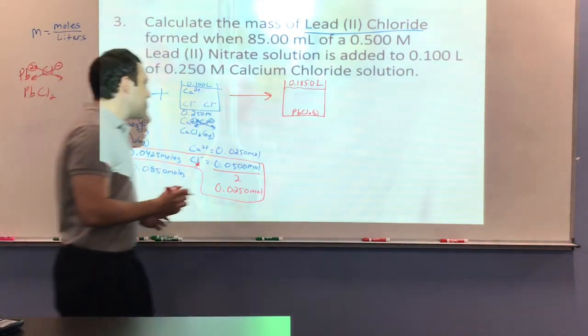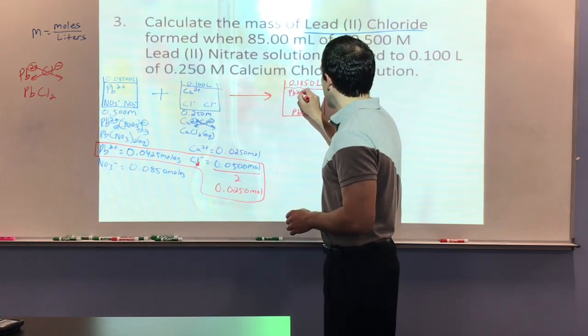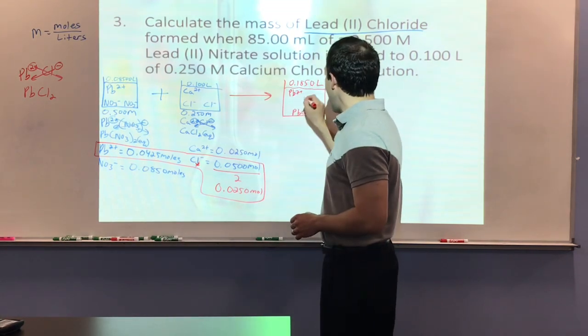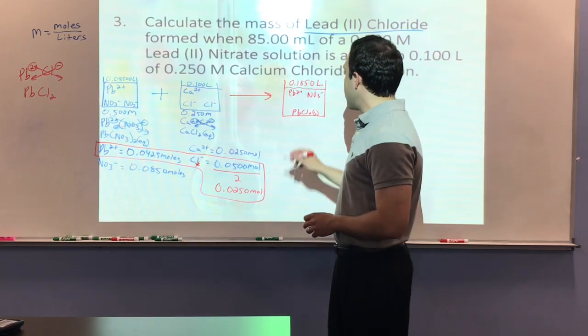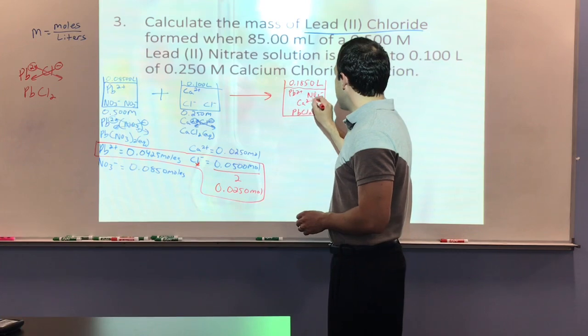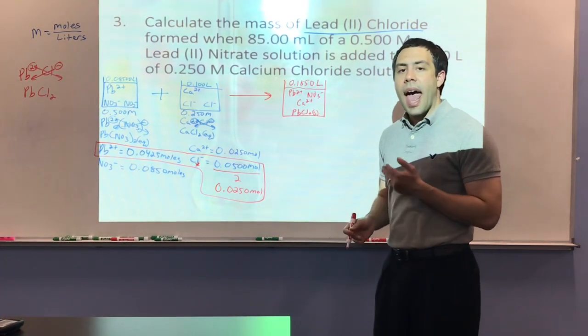So that means in solution, we'll have Pb2+ floating in solution. We'll have NO3 minus floating in solution. And we'll have Ca2+ floating in solution, but no Cl minus, as that was our limiting.